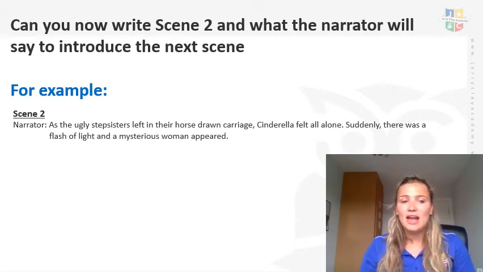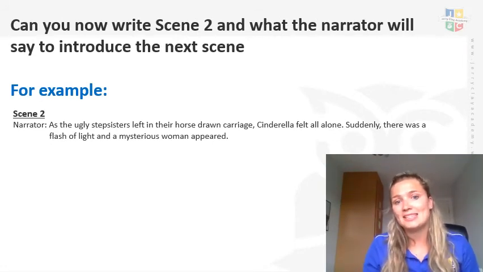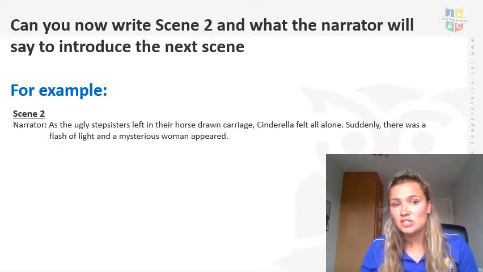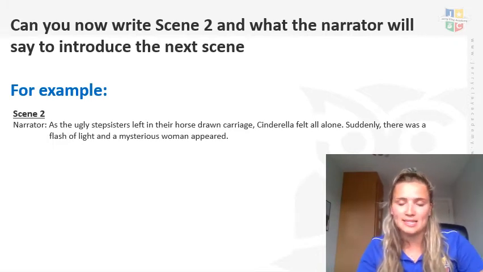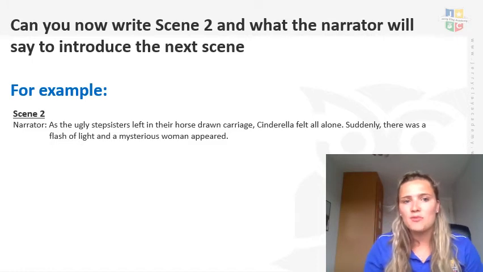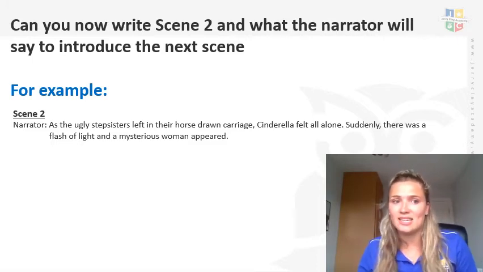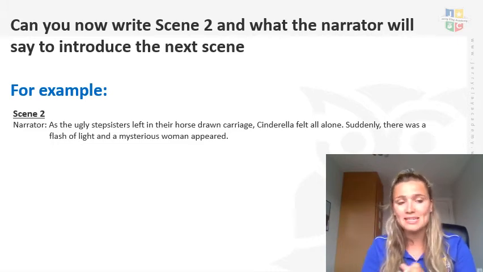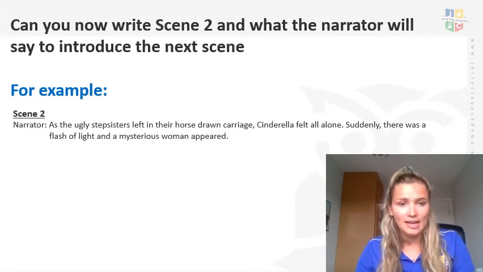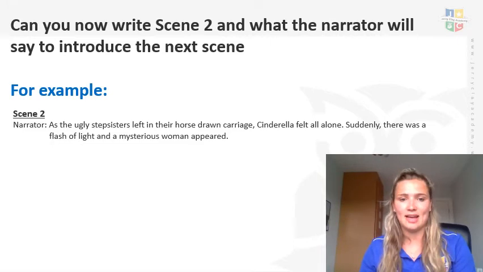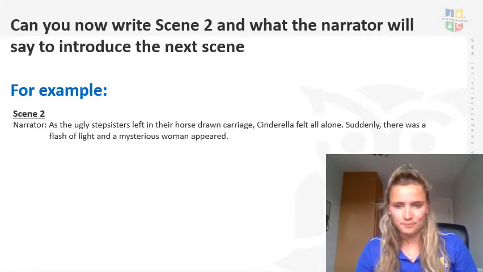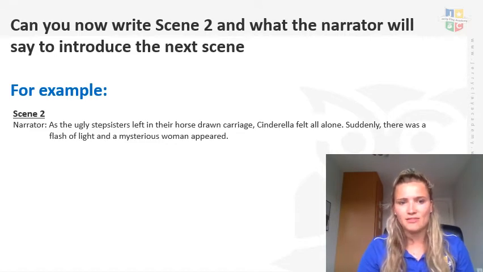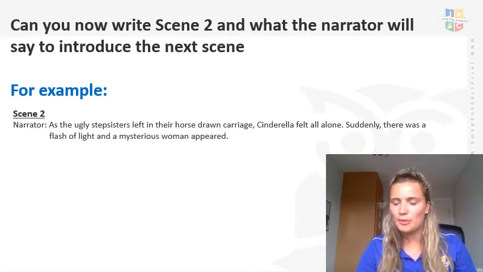So can you now have a go at writing the second scene? So set scene 2 and underline it with a ruler, just like my example here. And then what the narrator will do and say to introduce the next scene. So for example, for my scene 2, my narrator might say, as the ugly stepsisters left in their horse-drawn carriage, Cinderella felt very alone, or felt all alone. Suddenly there was a flash of light and a mysterious woman appeared.